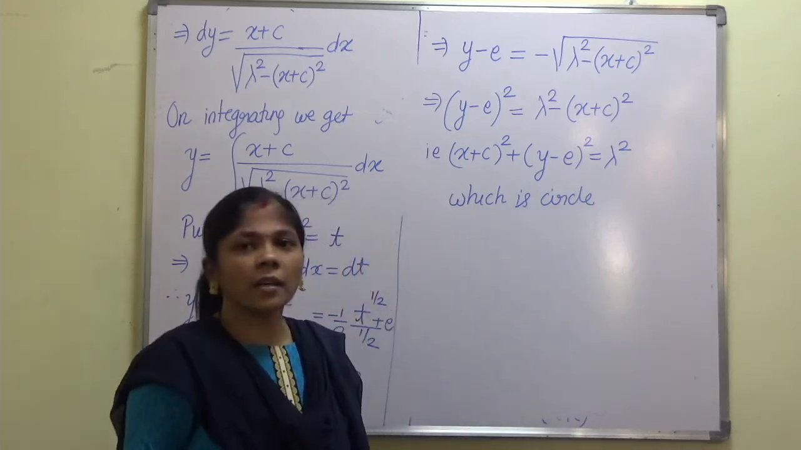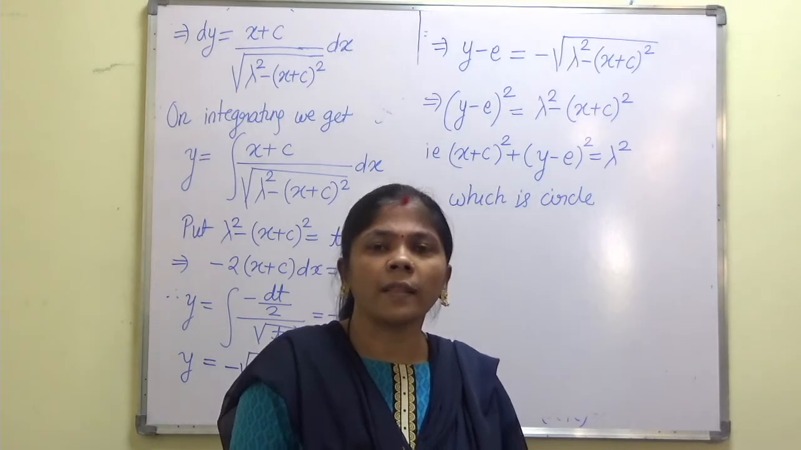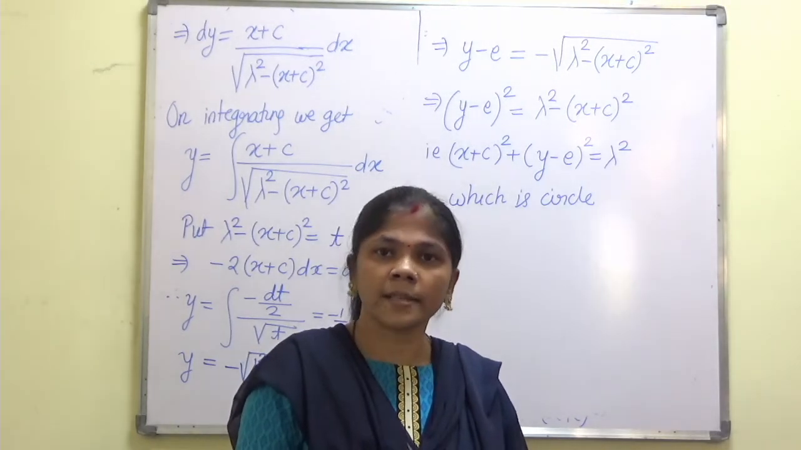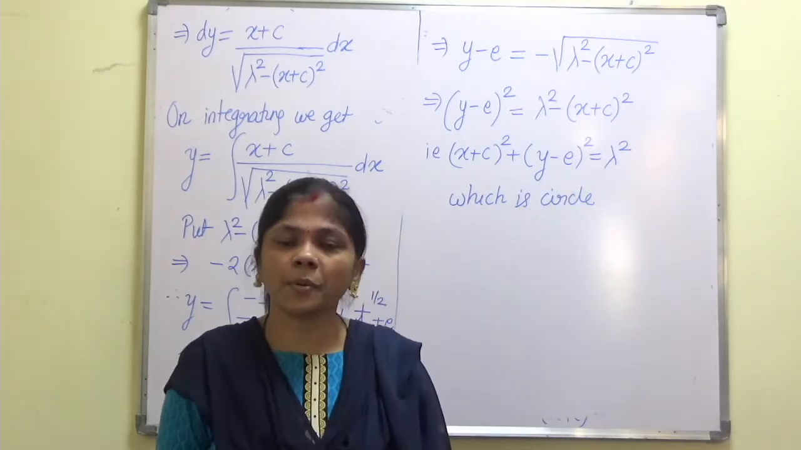So what is that curve of fixed perimeter and maximum area? That curve is nothing but a circle. Okay. So this is our required curve. I hope this problem is clear to you.